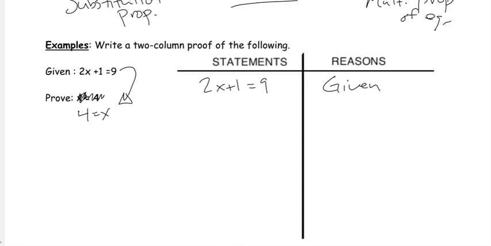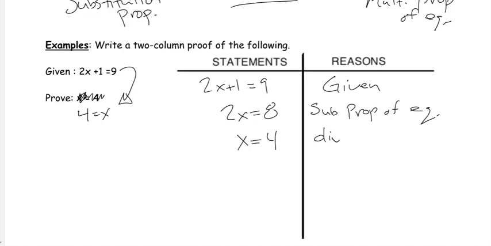Now what would I do if I was solving this? I'd subtract 1 and I'd subtract 1, so I'd get 2x equals 8. And why was I allowed to do that? What's the rule that allows it? Subtraction prop of equality. Now how do I get rid of this 2? I divide it away and I end up with x equals 4. That's the division prop of equality.